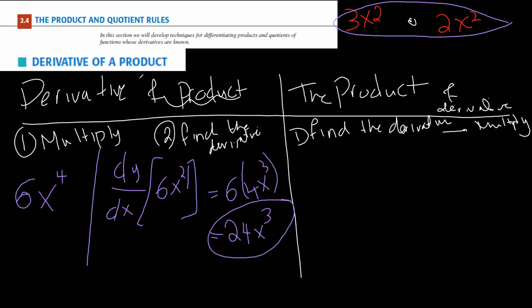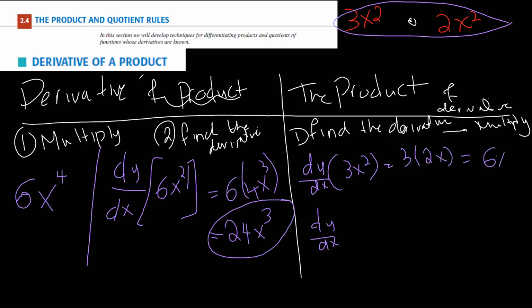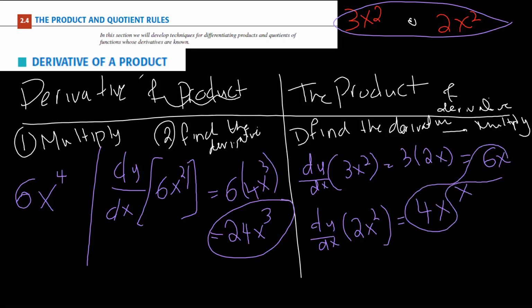What is the derivative of 3x squared? It will be 3 times 2x, which is 6x. And for the second one, it will be 4x, right? 2 times 2x, which is 4x. And if you multiply them now, what will you get? I want now to find the multiplication of 4x and 6x. You will have 24x squared.